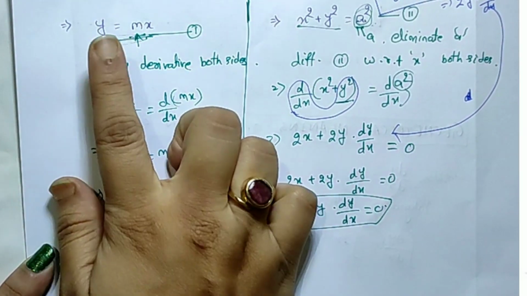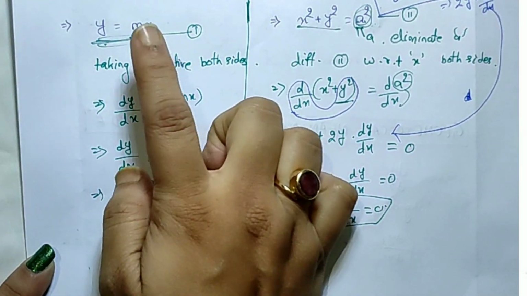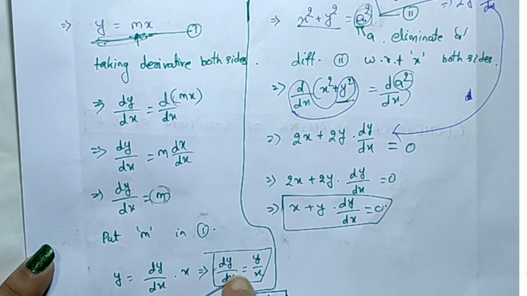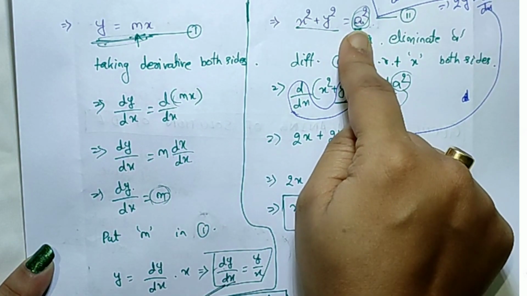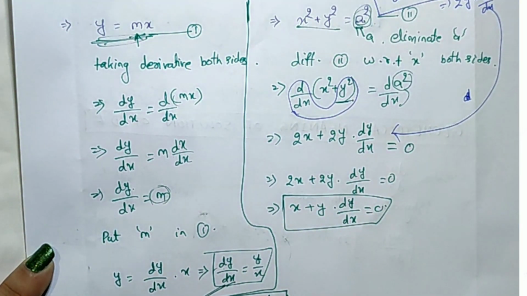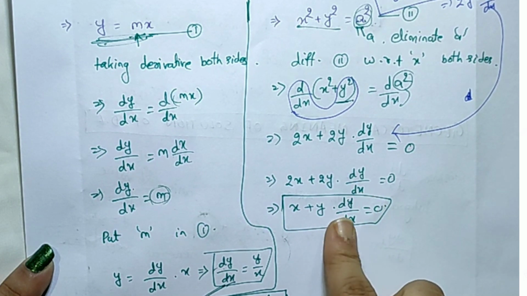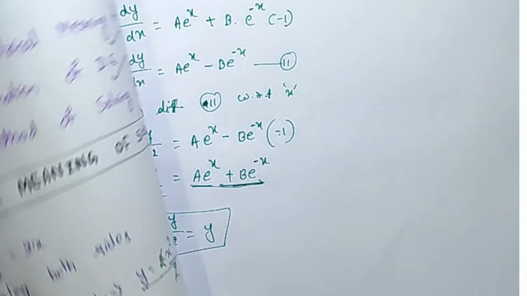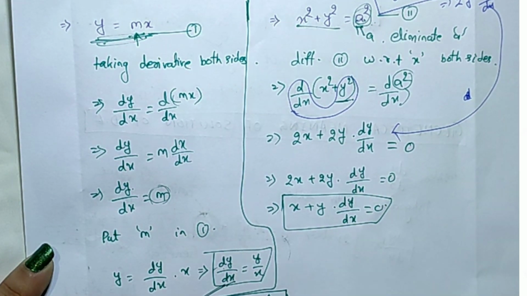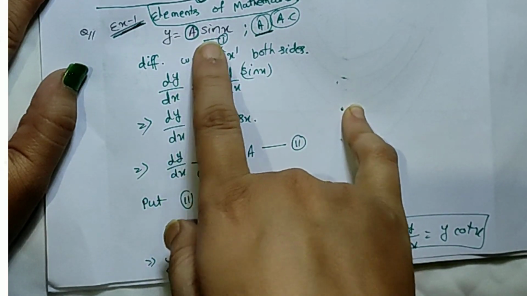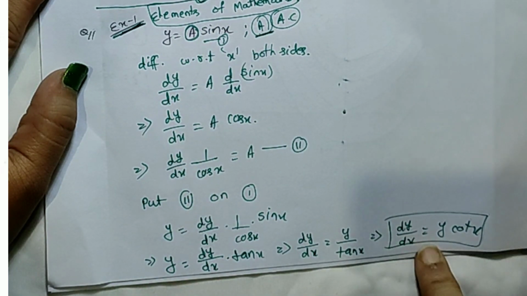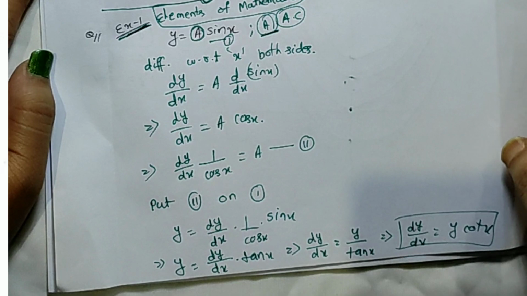In this equation we have only a single arbitrary constant, so we get a differential equation of order 1. Also, this equation has only a single arbitrary constant, so by eliminating this arbitrary constant we got a differential equation of order 1. In the previous lesson we have already covered the order and degree of a differential equation. Now moving on, in this y is equal to a sin x example we have only one arbitrary constant, so we got a differential equation of order 1.